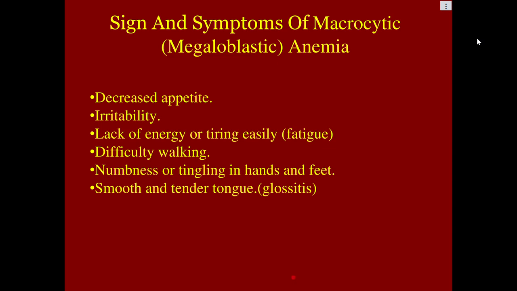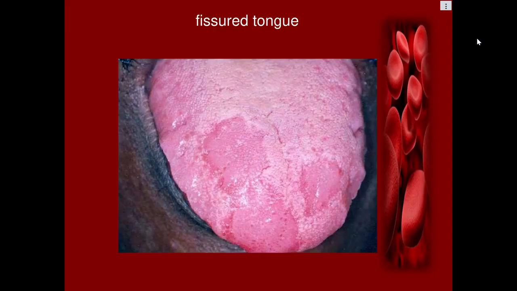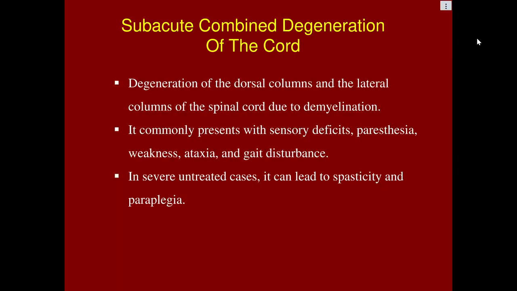Other signs and symptoms include decreased appetite, irritability, lack of energy. Of course, this one is anemia. Difficulty in walking, numbness, tingling. This one you talked about. That is peripheral neuropathy. So the patient will present with peripheral neuropathy, and a smooth and tender tongue, that is glossitis. Okay, like the way we are seeing. So a fissured tongue, and of course, that is what we call glossitis.